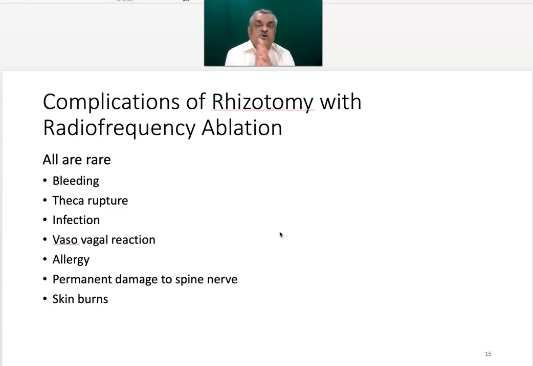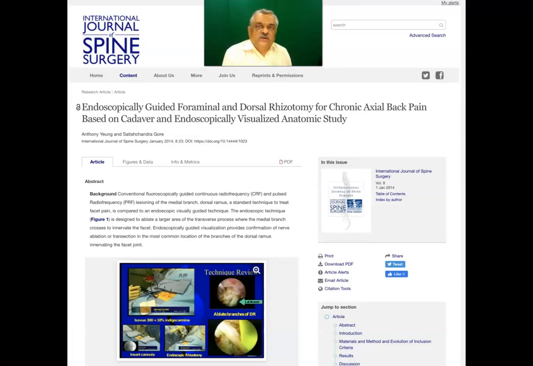Now please remember, if you are contemplating endoscopic denervation, please refer to our paper where we have given a detailed description, where instead of going straight down, you will have to start about 4 centimeters away from that, or 3 centimeters away from that site, and go a little oblique to the side so that you are able to see the nerve. Then you ablate the nerve, you cut the nerve, so that you have a long-term relief of these problems. Now, here we are talking about endoscopically guided foraminal and dorsal rhizotomy for chronic axial back pain.